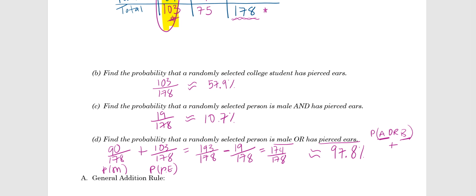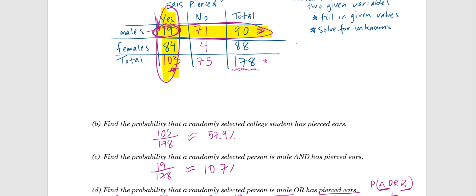So let's debrief for a second. I did this in a little bit of a convoluted way. A lot of you may have done this differently. You might have figured out the probability the person is male or has pierced ears. Basically these three numbers, 19, 71, and 84, would count towards the probability that I want, and the only one that wouldn't is this 4. So you might have done something totally different here.